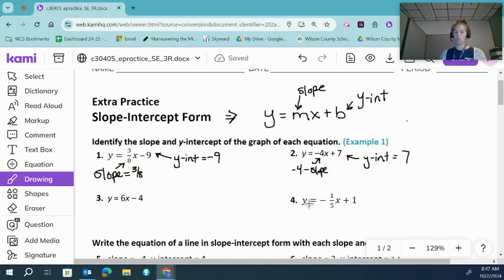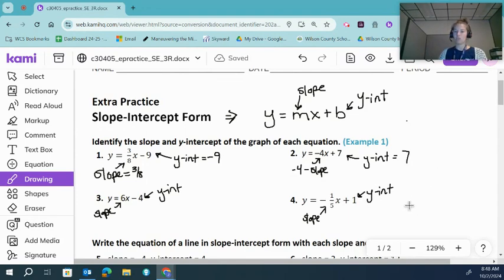In 3 and 4, I'm going to give you a second to look at those and decide what your slope and y-intercept would be, okay? Again, m is the coefficient in front of x, so that is always your slope. So 6 is the slope in this first one, and -1/5 is your slope in the second one. Okay, b is always your constant, and it is always your y-intercept. So -4 is my y-intercept in the first one, and 1 is my y-intercept in the second one.